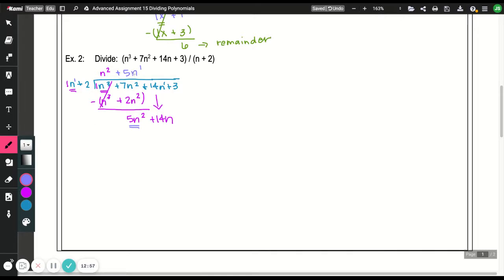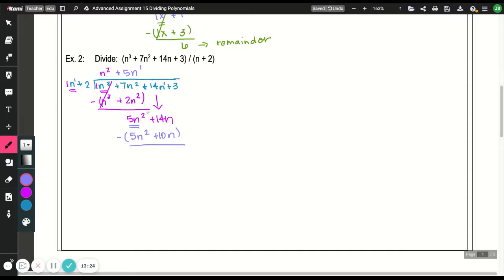Okay, once we have our number up there, we multiply 5n times 1n. So 5 times 1 is 5. N to the first times n to the first. When we multiply, we add exponents. So n to the first times n to the first is n to the second. 5n times 2 is 10n. And then subtract.